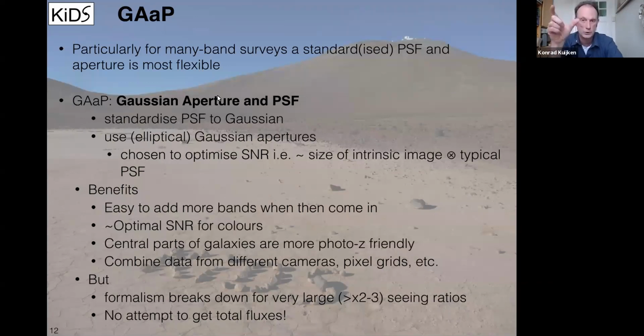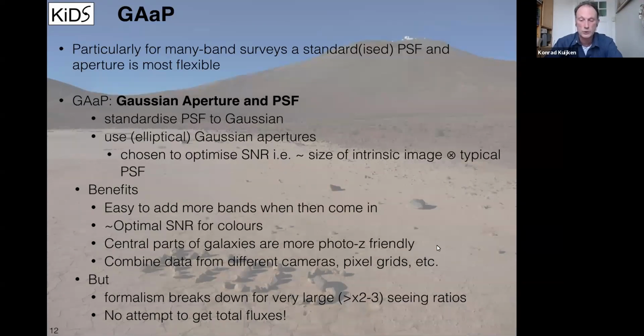You can optimize the apertures to be close to optimal for signal to noise. So you basically make them match the typical size of your source so that you don't end up measuring lots of noisy sky. And you end up with optimally, or almost optimally, signal to noise wise, and very much consistent, PSF compensated aperture photometry. The benefit of this scheme is that if another band comes in later, you don't have to redo everything. You can simply add measurements to your SED. As I said, you can choose your aperture to have pretty much optimal signal to noise ratio for your colors.